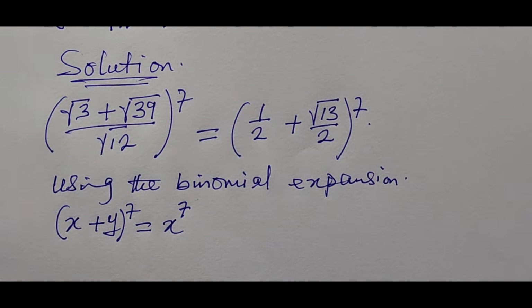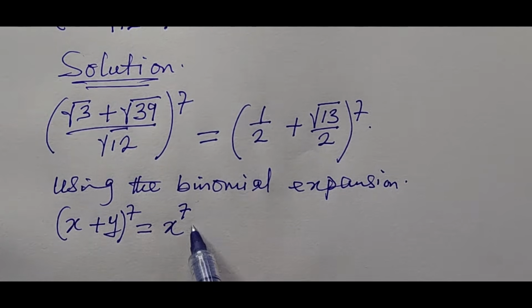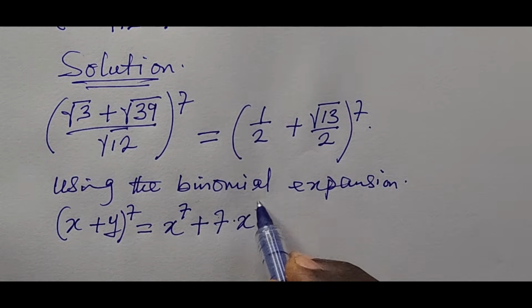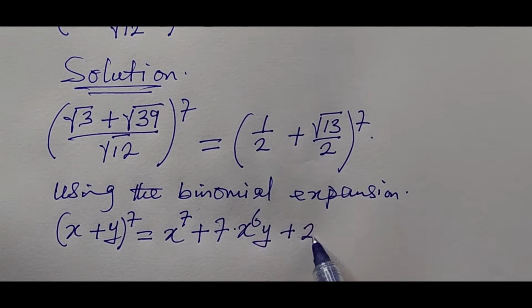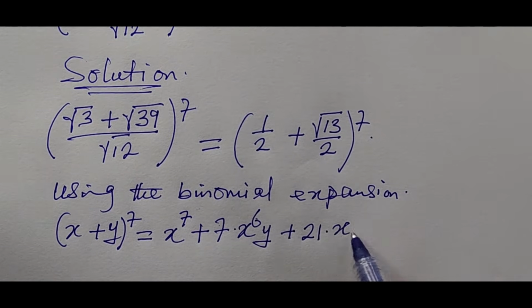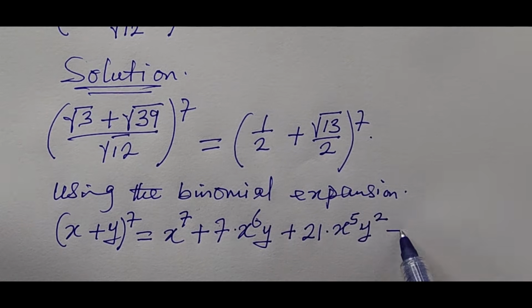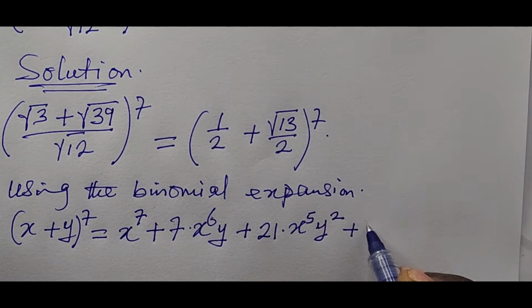And so from here, the first term will be the only one that will exist. Then plus the second term, which is going to be 7, the coefficient. The x will now reduce to the power of 6, and our y will come into the system. Then plus the next coefficient, 21, times x reduced to the power of 5, meanwhile y will increase to the power of 2. Then plus the next coefficient, which is 35 rather.